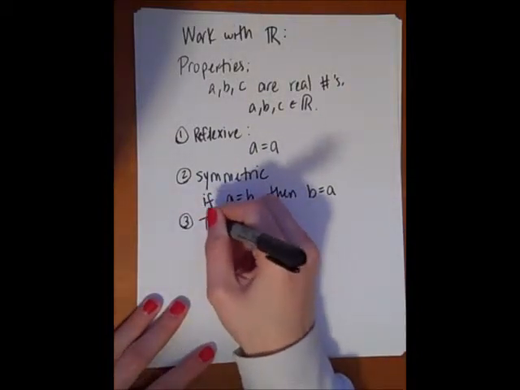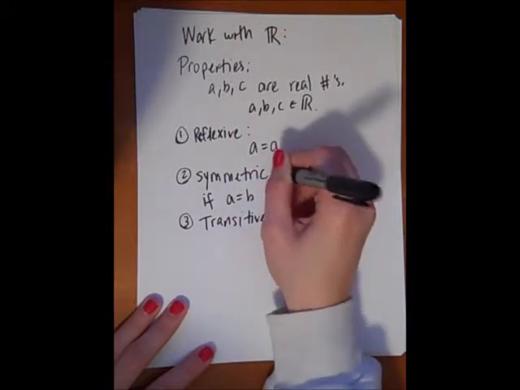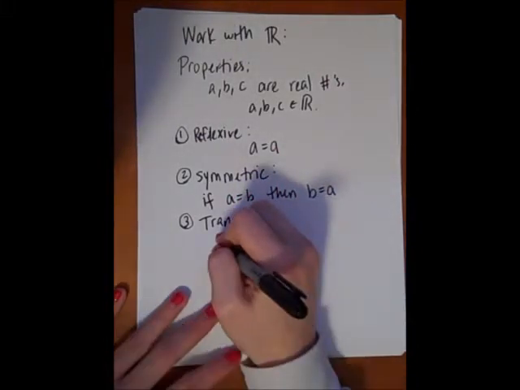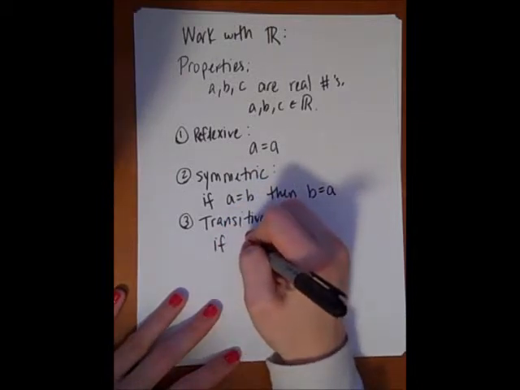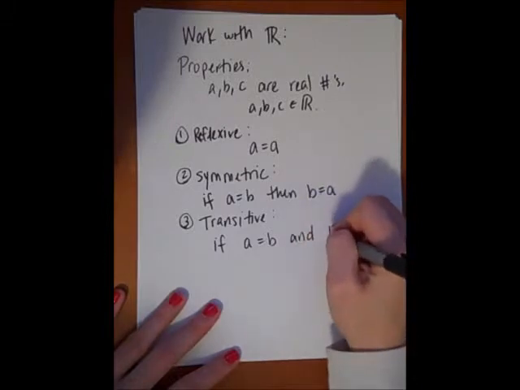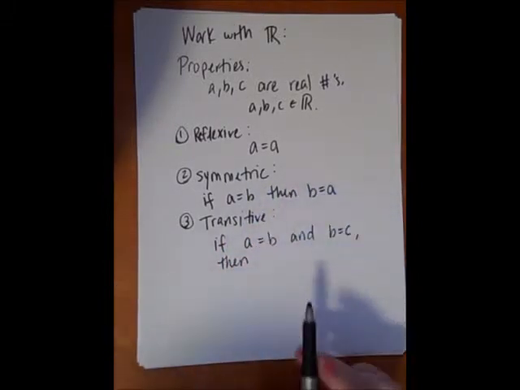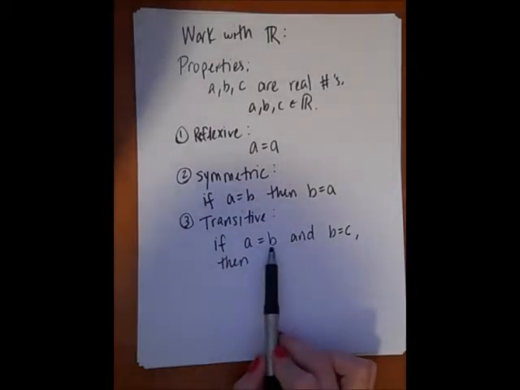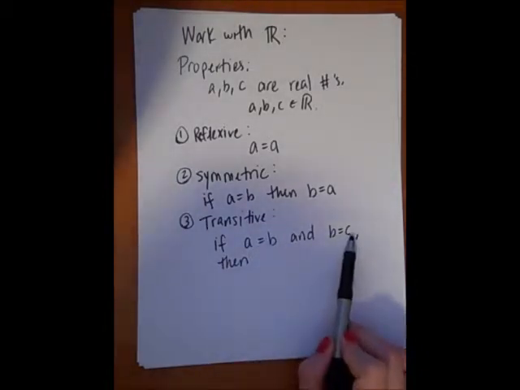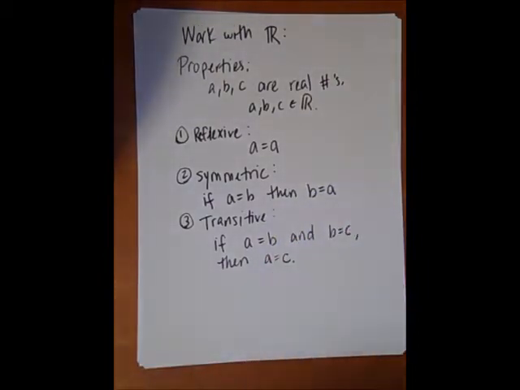The third one is the transitive property. What the transitive property says is that if A is equal to B and B is equal to C, so I have numbers that are the same, then both are equal to B, then in fact A is equal to C. So that's your transitive property.